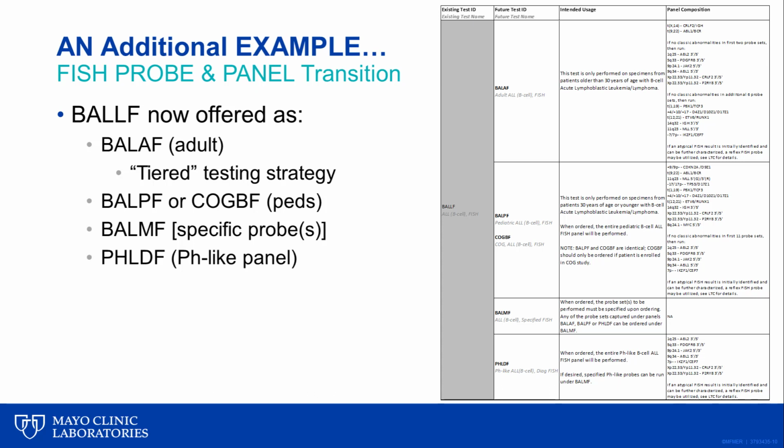For example, the adult BALL FISH panel starts with BCR-ABL1 and CRLF2 IgH dual color dual fusion FISH probe sets, and they detect some of the most common abnormalities observed in adult BALL. Only if these abnormalities are normal would we proceed to the next tier of testing, and so forth. Like CLL-MF, BAL-MF is available for clients to order individual FISH probes within any of the BALL FISH panels.